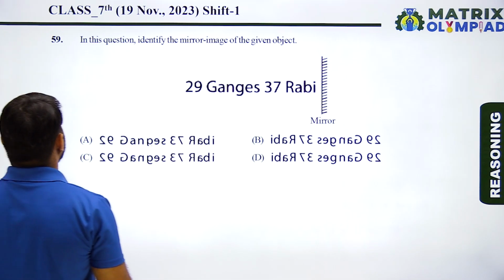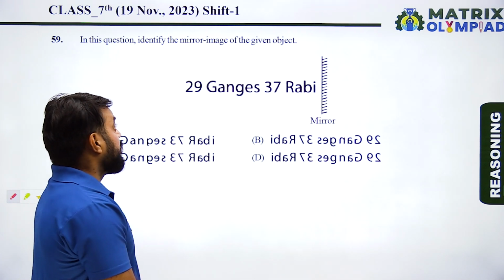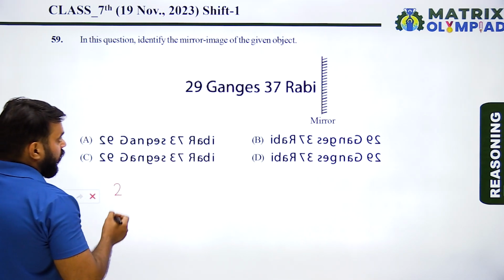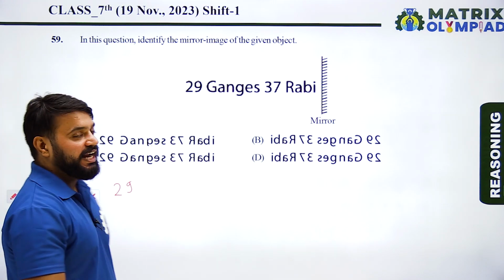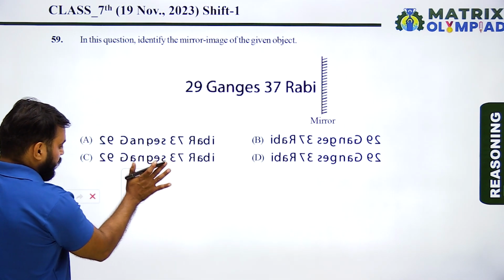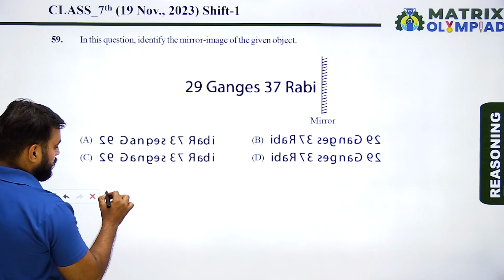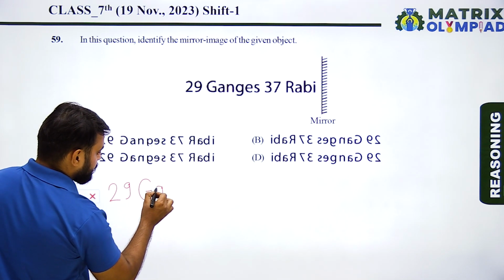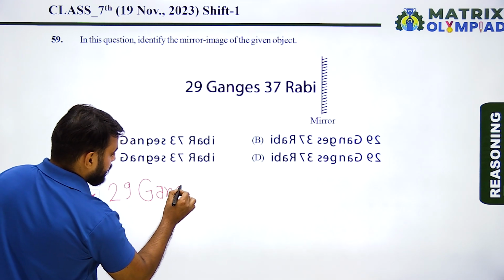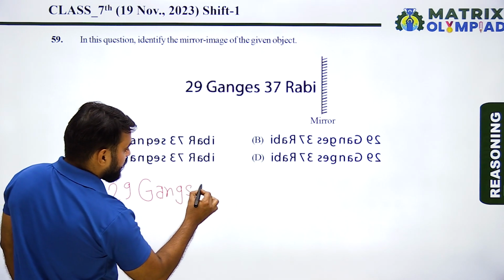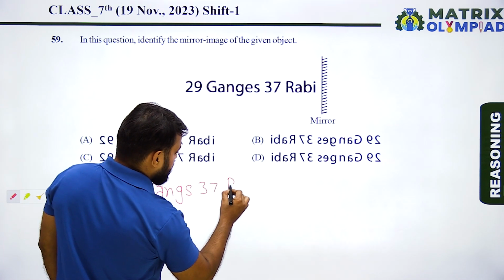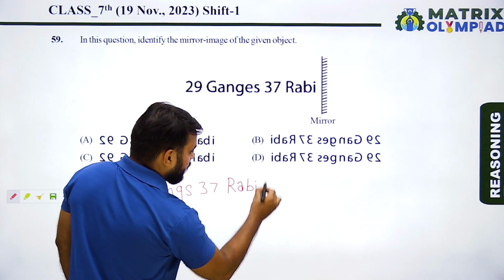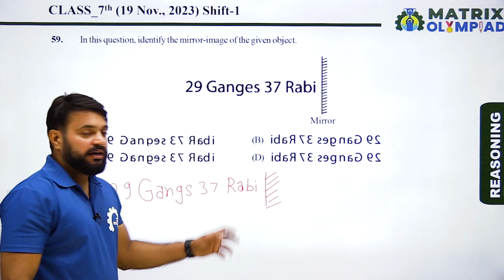Next question is question number 59. In this question, identify the mirror image of the given object. So find the mirror image of given combination of letter and number. So 29 G A N G S 37 R A B I. Find the mirror image of given combination.